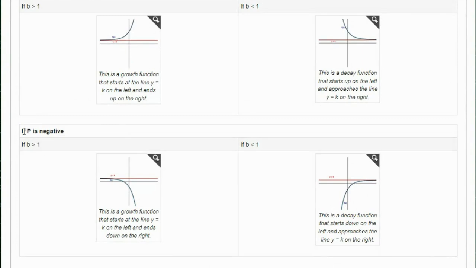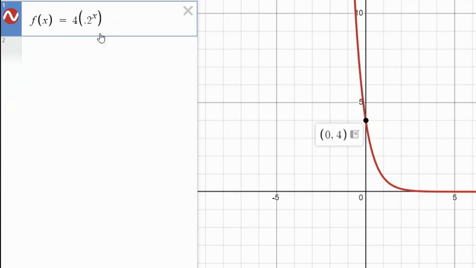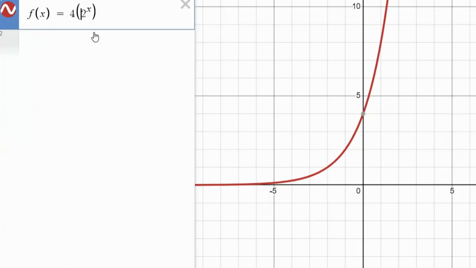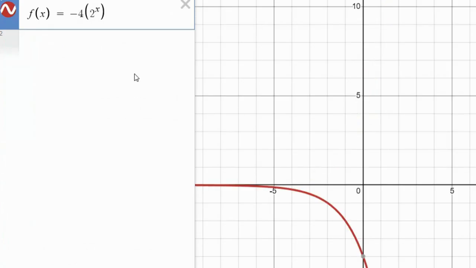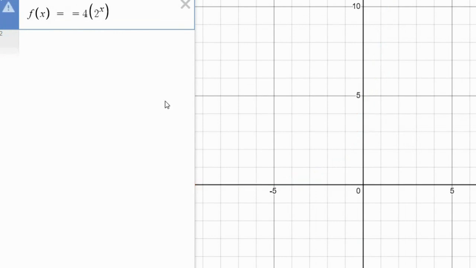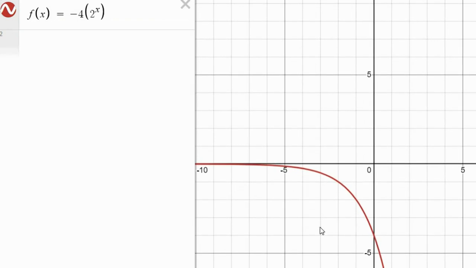Now let's talk about what happens when p, that number out front, that coefficient, is a negative number. All right, let's go back and make this a base larger than 1, because that's what we're looking for first. But instead of a 4, we're going to make this a negative 4. When this coefficient is a negative out front, it basically reflects it over the x-axis. It's the exact same graph. It just goes down instead of up. Instead of going up through 4, it goes down through negative 4. It still has the same asymptote to the left. It's still approaching y equals 0. Still doesn't touch it. It just gets closer and closer and closer.